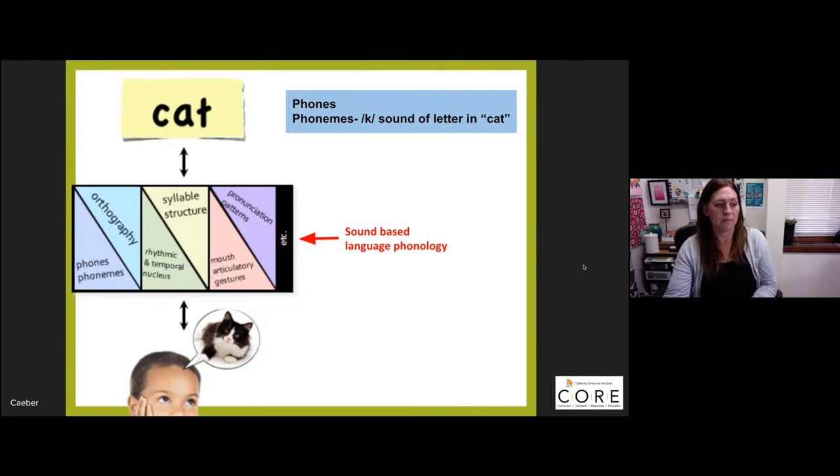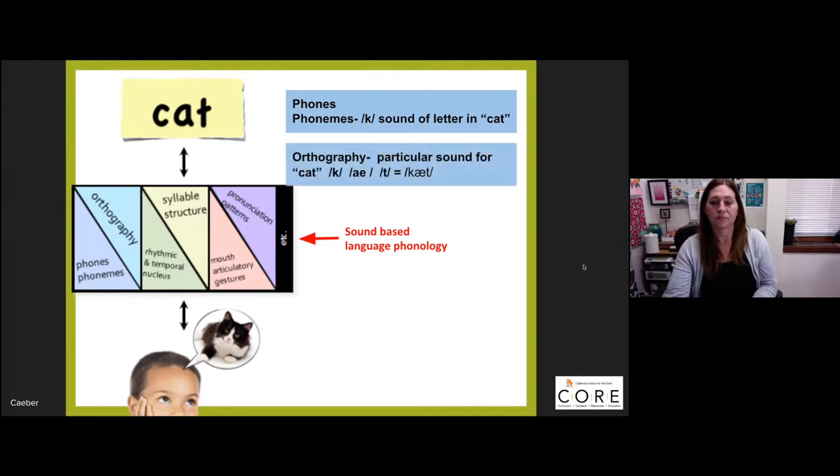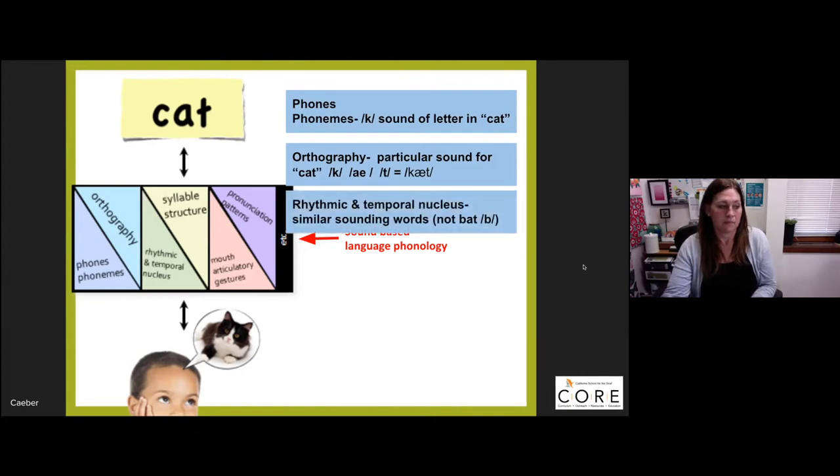The K sound is what differentiates. Okay, so now we have orthography. And that is that specific sound, you can see this in the slide. It's how each particular sound in the word cat is made, the K, A, and T. This is how they know it's not bat or it's not mat.